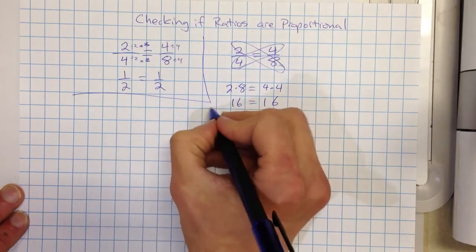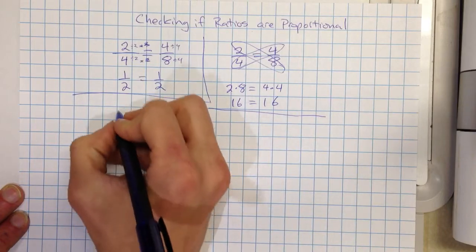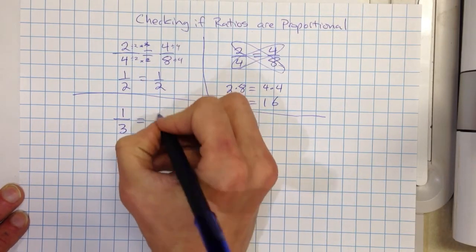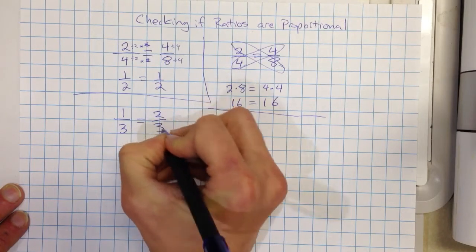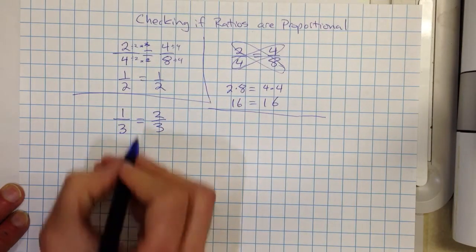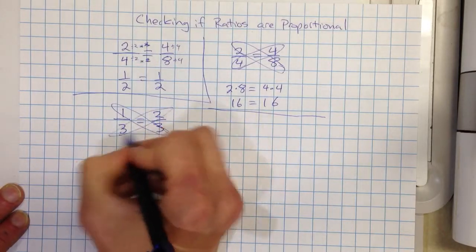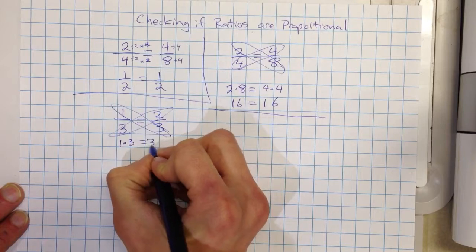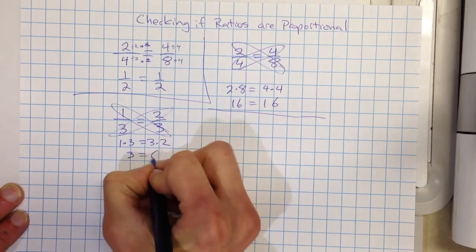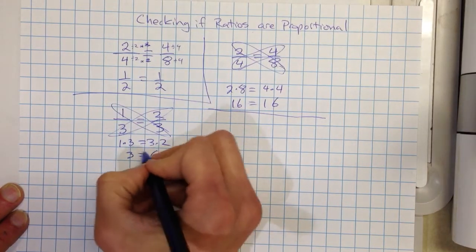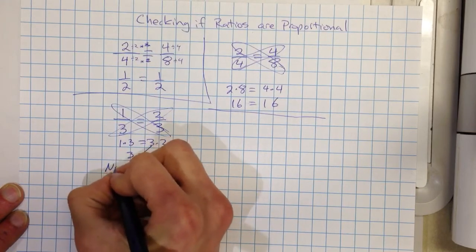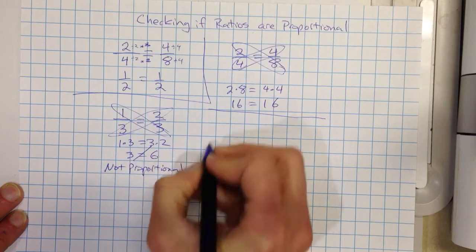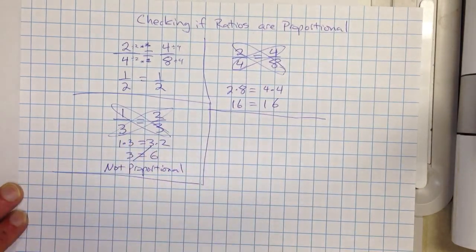Now let's say I wanted to check one that was not proportional. So if I had 1/3 equals 2/3. Now we know these are not proportional. These are not equivalent. But if we were to cross multiply, we would see that as well. 1 times 3 equals 3 times 2, or 3 equals 6. We know 3 does not equal 6. So I would say these are not proportional. So we can use this cross multiplication to check things.